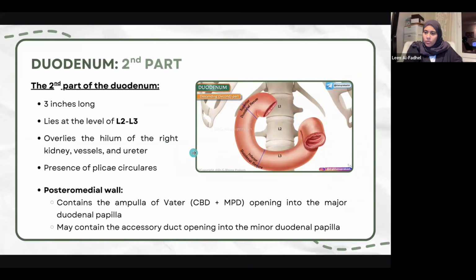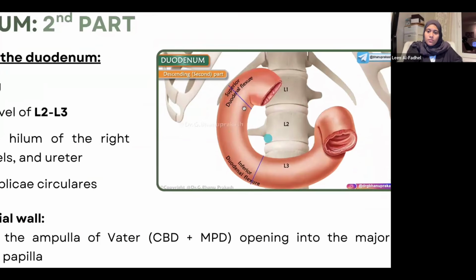Now, remember back then when we talked about the ducts? On the posterior medial wall, that is where the ducts will open, posteriorly and medially.